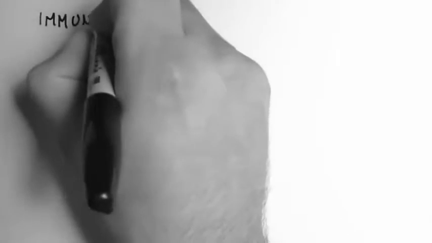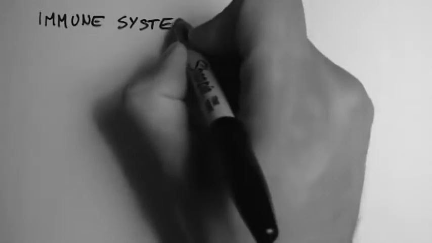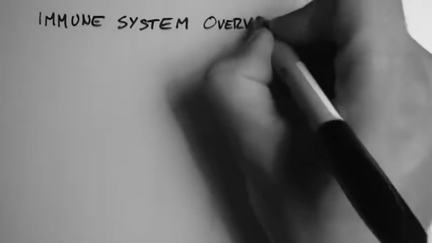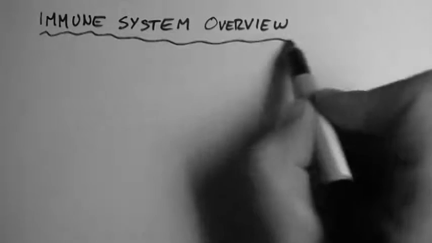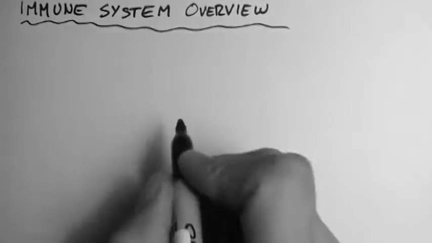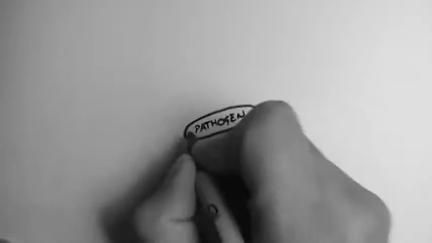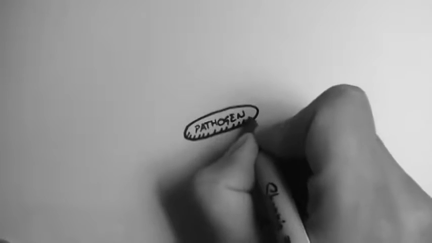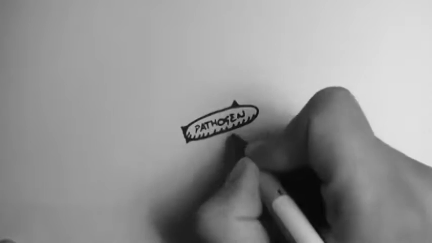In this video, I'm going to give a quick overview of the immune system. The immune system is a system within the body that protects us from potential pathogens or bugs. So let's suppose there's a pathogen inside our body. This pathogen could be a bacteria or a parasite or even a virus. It's got some proteins on the outside.